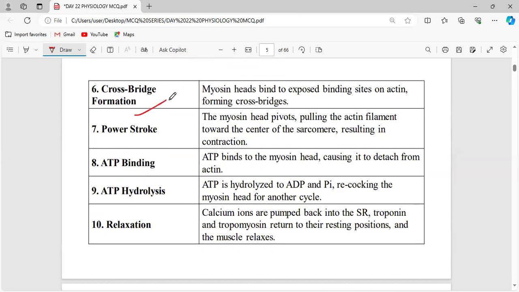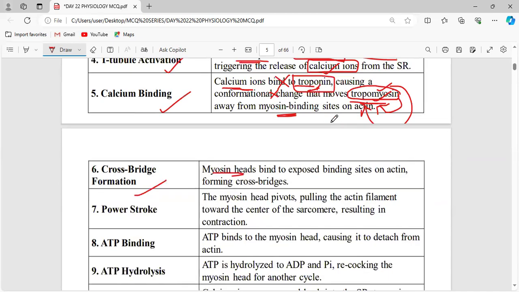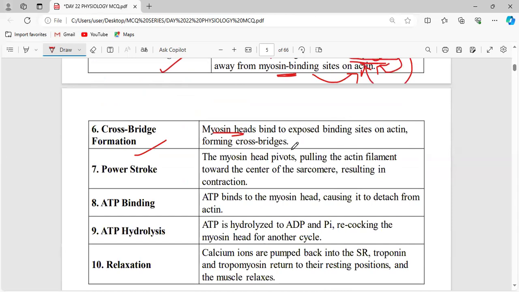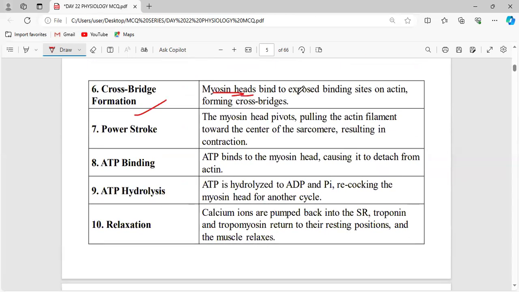Now cross bridge formation. Now the myosin head is getting bound to the actin for the process of contraction. This myosin head binds to the exposed binding sites on the actin. See, the myosin head is the one involved in binding to the actin. After it binds to the actin, it forms the cross bridges, right?